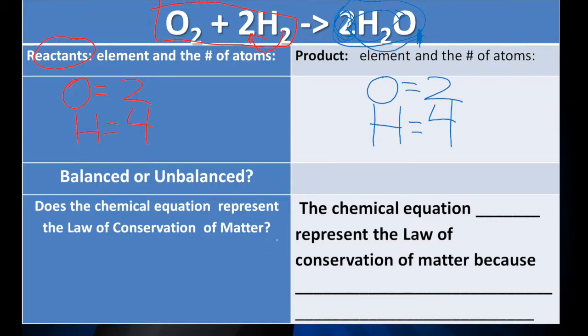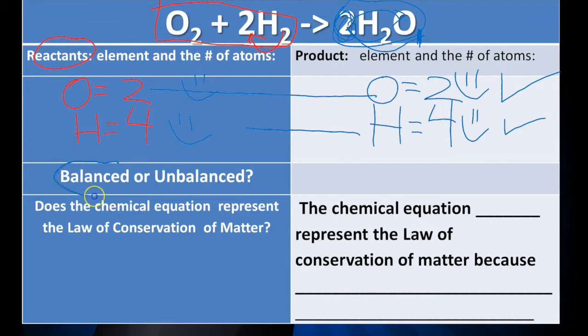Are the atoms the same? And we can see that oxygen, we start off with 2 oxygen atoms, and then we end up with 2 oxygen atoms. So that means that they're balanced on this side. We started off with 4 hydrogen atoms, and then we ended with 4 hydrogen atoms, so it's balanced here. So in this case, this chemical equation is balanced. So we're balanced. Oops, spelled balance wrong.